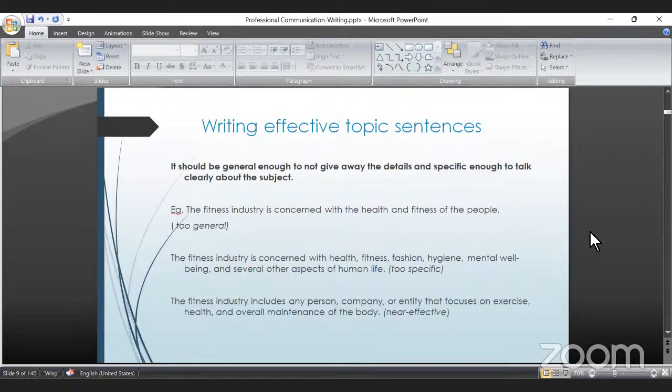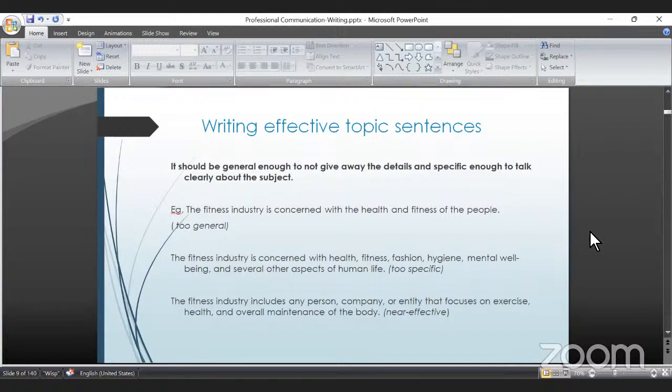Okay, so the fitness industry is concerned with health, fitness, fashion, hygiene, mental well-being, and several other aspects of human life. What's the problem? What do you think is the problem with that sentence?